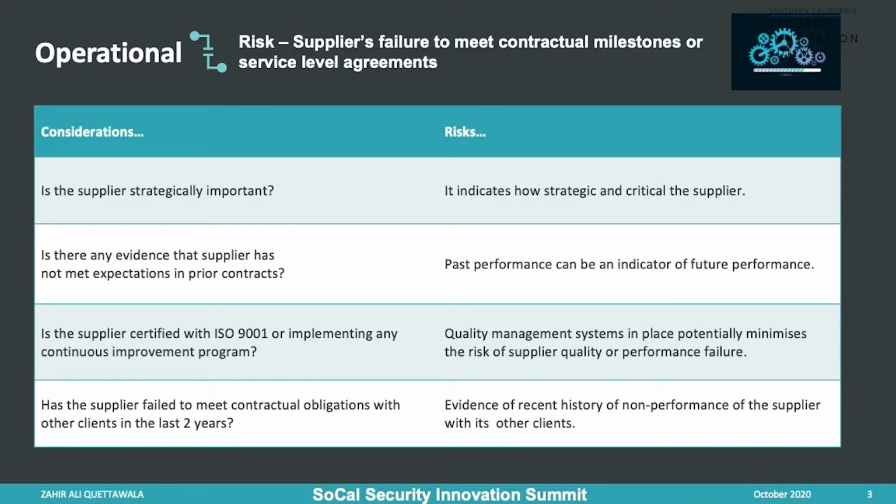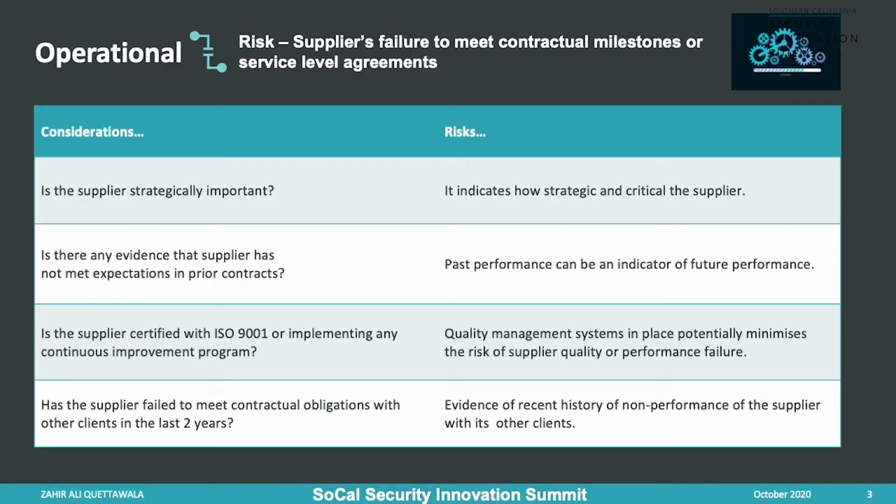What is more important to consider, which has really helped me in life, is whether there is any evidence that a supplier has not met expectations in prior contracts, because past performance is a good indicator of the current and future performance of the supplier. Then the next question I normally ask myself is whether the supplier is certified with ISO 9001 or any other continuous improvement program or best practice standard. Once it is assured by ISO 9001, we can be more certain that this supplier is doing well and we can rely on them.